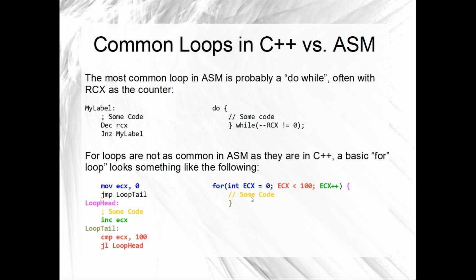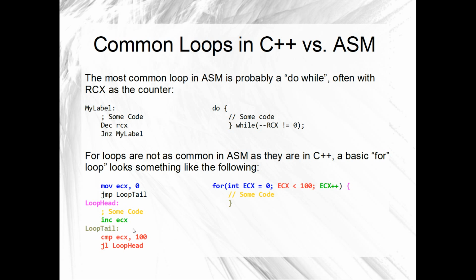So this is probably the most common C++ loop, the for loop. I've put some colors over here to indicate pretty much the different sections in assembly versus C++. So the "for int ECX equals 0" is probably this top line here. We set up our counter, which is ECX, to be 0.